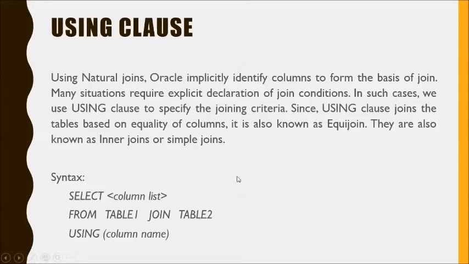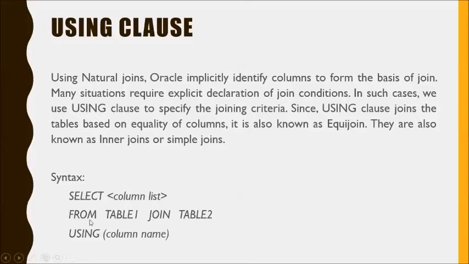Now the USING clause. With natural joins, Oracle implicitly identifies columns to form the basis of the join. Many situations require explicit declaration of join conditions. In such cases, we use the USING clause to specify the joining criteria. Since the USING clause joins the tables based on equality of columns, it is known as an equijoin. They are also known as inner joins or simple joins. So we have the following syntax.